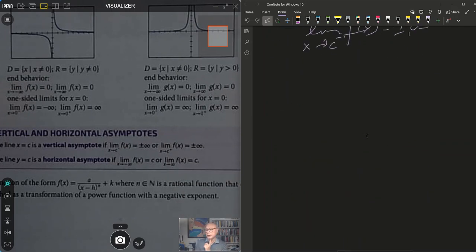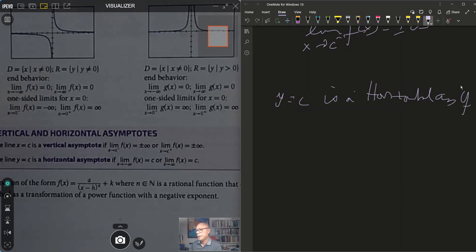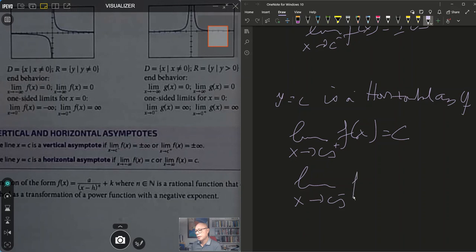And the horizontal asymptote: y equals c, or f(x) equals c, is a horizontal asymptote if the limit as x goes to positive infinity of f(x) equals c, or the limit as x goes to negative infinity, f(x) also equals c.